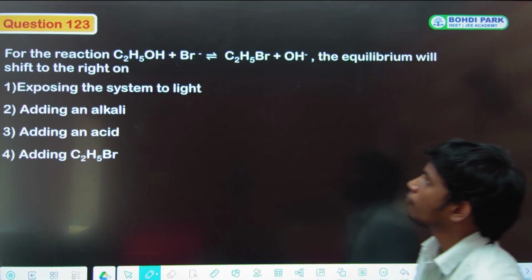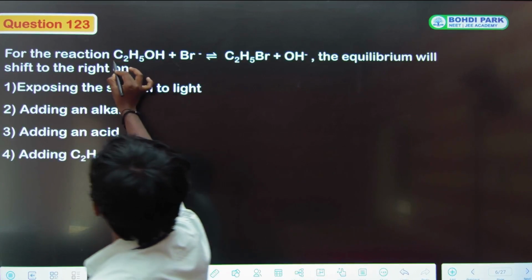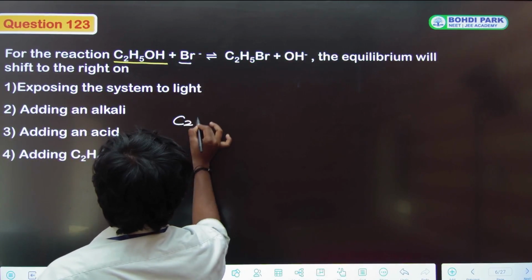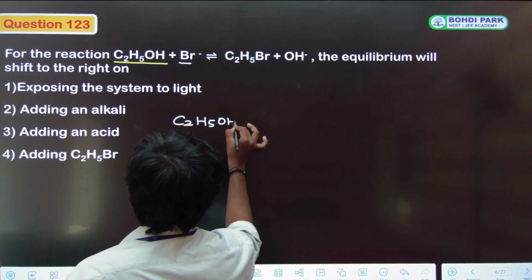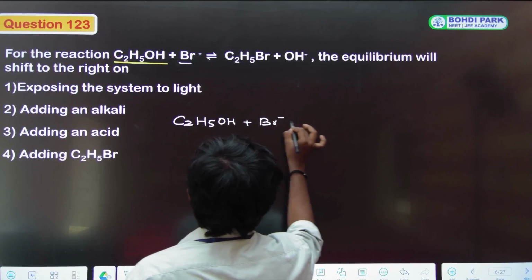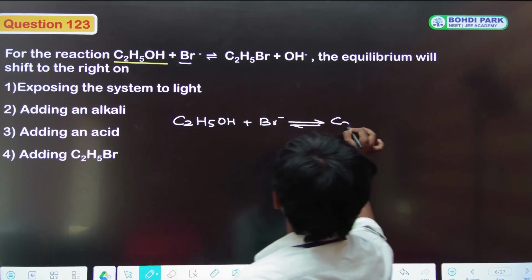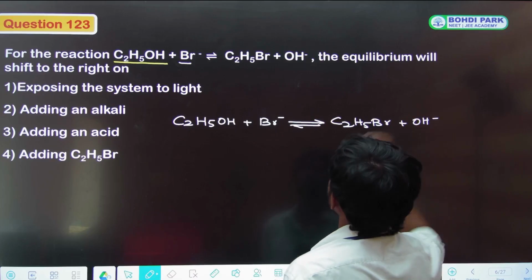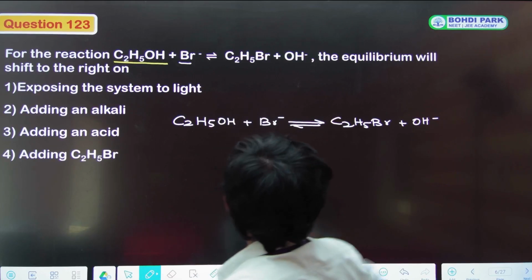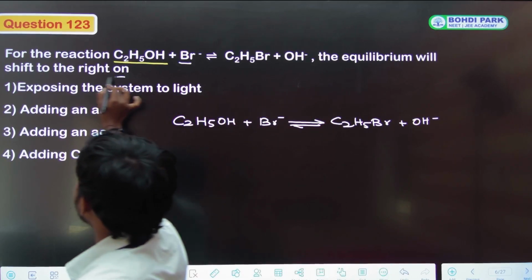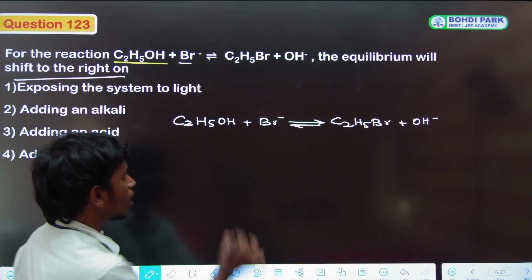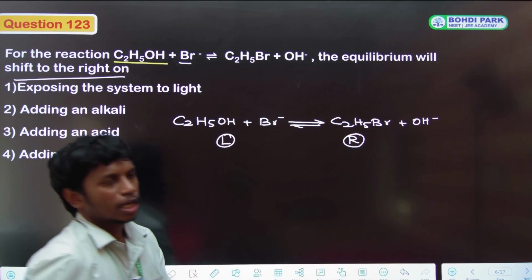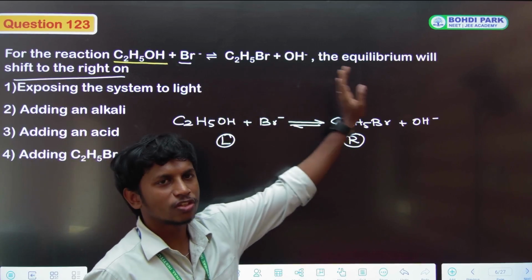Next one. For the reaction C2H5OH plus Br minus gives C2H5Br plus OH minus. Okay, the equilibrium will shift to the right hand side. Is right hand side? This is your left hand side. This is right hand side. Achieve பண்ணிக்கோங்க. It have to be shifted to the right hand side.